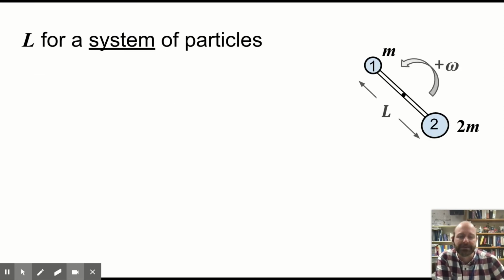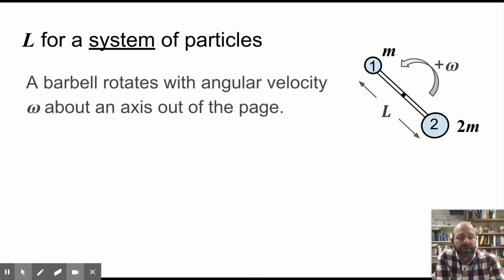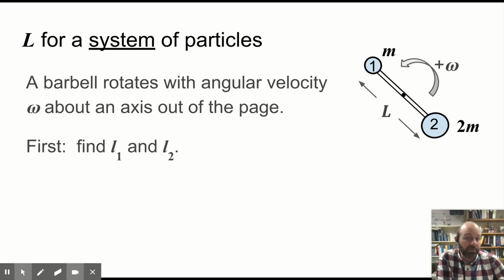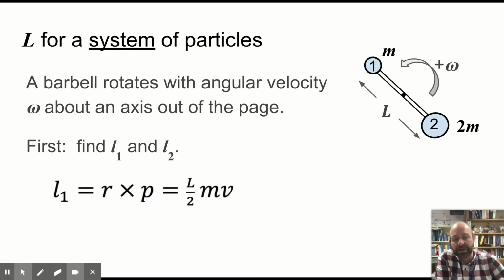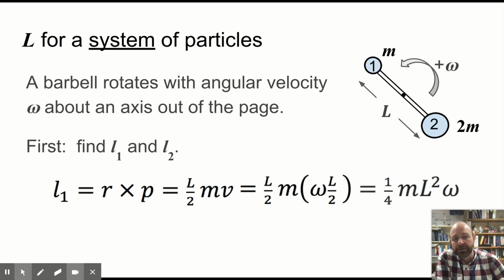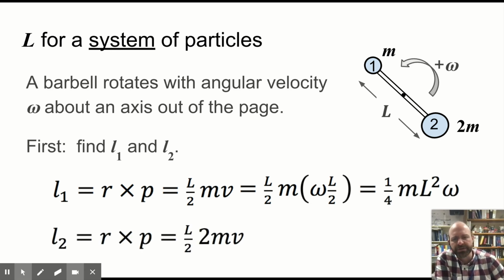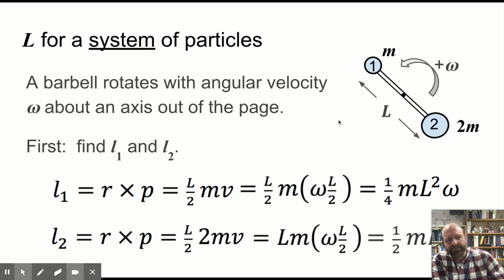So what about a system of particles? Well, as you might imagine, if you have a bunch of objects that are moving with some angular momentum, say this barbell with angular velocity omega about that axis, we can find the angular momentum of each individual particle. We know that L is r cross p, which should be L over 2 times m v squared. But of course, v is just omega times L over 2, because that's the radius of that circle. And if we rearrange this, we get 1/4 m L squared omega. We can do that again for the other particle, and we get these two values.